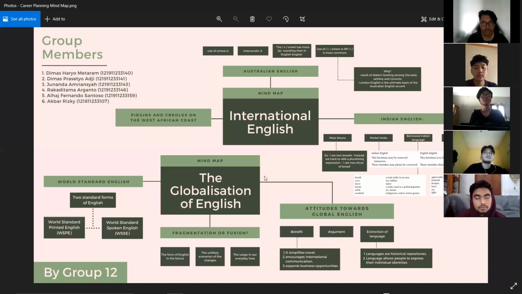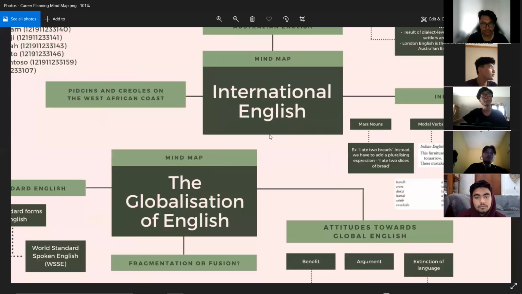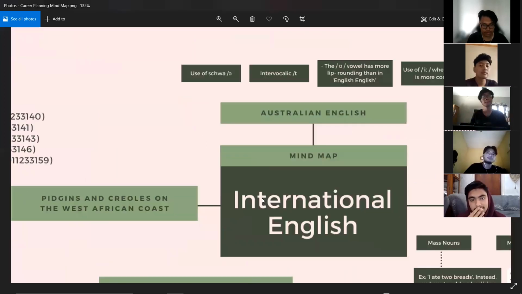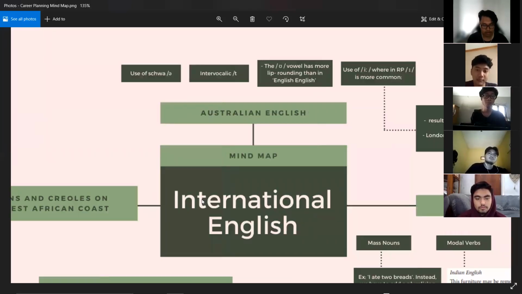So now I'm going to explain about Australian English. The first one is the use of schwa, an or e, in unstressed syllables, where in RP the phoneme would be I, in examples like naked or David. The second one is non-rhoticity, as opposed to the use of vocalic R in American English. The third one is intervocalic T.